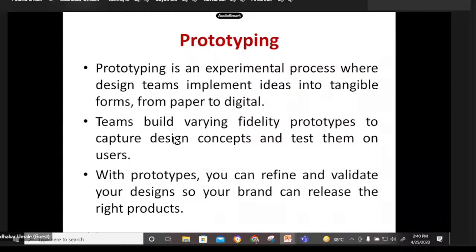We have separate design teams. These teams build varying fidelity prototypes to capture design concepts and test them on users. With prototypes, you can refine and validate your designs so your brand can release the right products. So branding is very important. We'll discuss it later on.